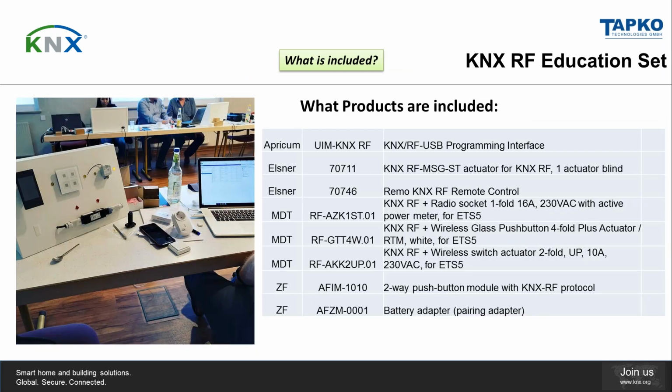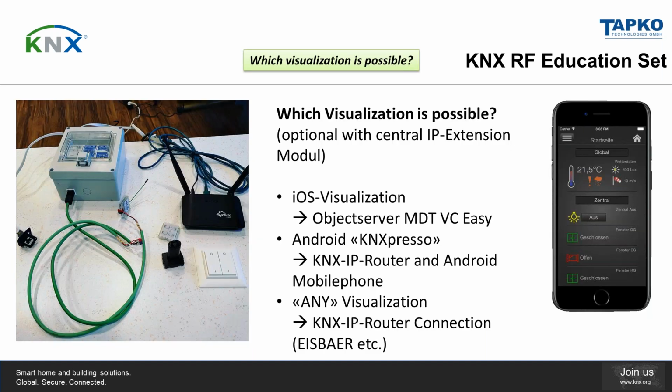What products are included? In the set you see on the left side, there are devices from Elsner, devices from MDT, devices from ZF, and we also have devices from Apricom. We call it central unit, but it is not really a central unit, because you can have it in addition. There is a media coupler, a power supply and a little visualization. The visualization can be integrated into the ETS5, so you can have it all together in the ETS5. That is one of the main advantages. But you can use any visualization also, because there is a KNX IP router inside, and you can connect to any visualization that you want to use.